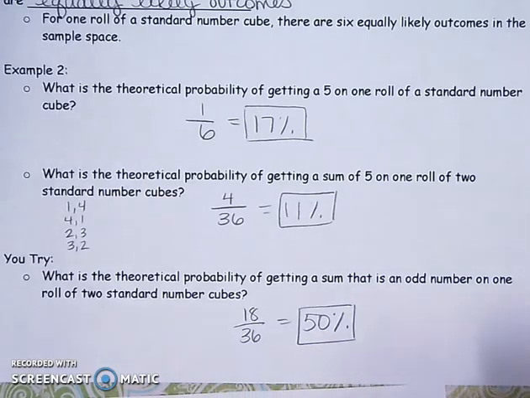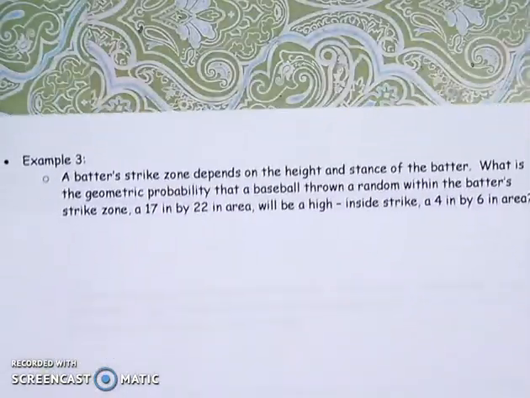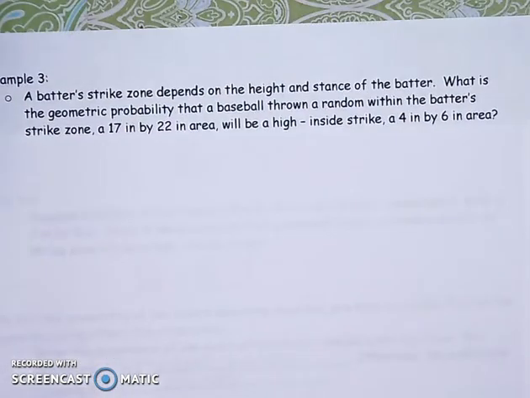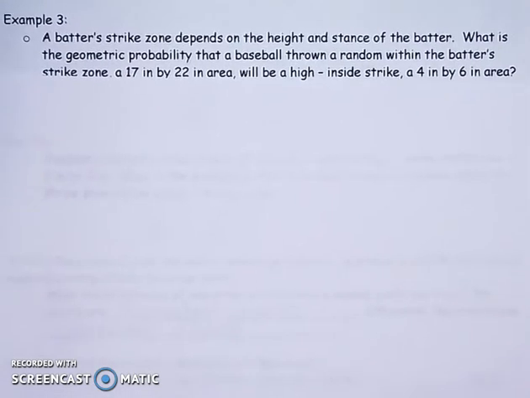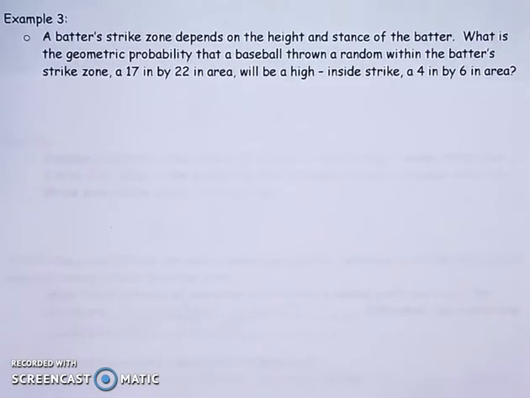In example 3, we're talking about a batter's strike zone and how it depends on the height and the stance of the batter. The taller the person, the higher the zone. What is the geometric probability that a baseball thrown at random within the batter's strike zone, a 17 inch by 22 inch area, will be a high inside strike, which is a 4x6 area? So what you're looking at is the probability that when someone throws a ball at the batter, it's going to hit this 4x6 area.